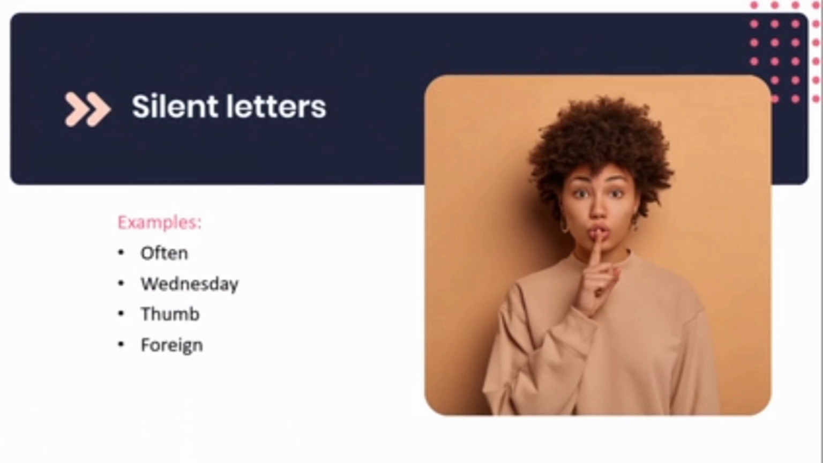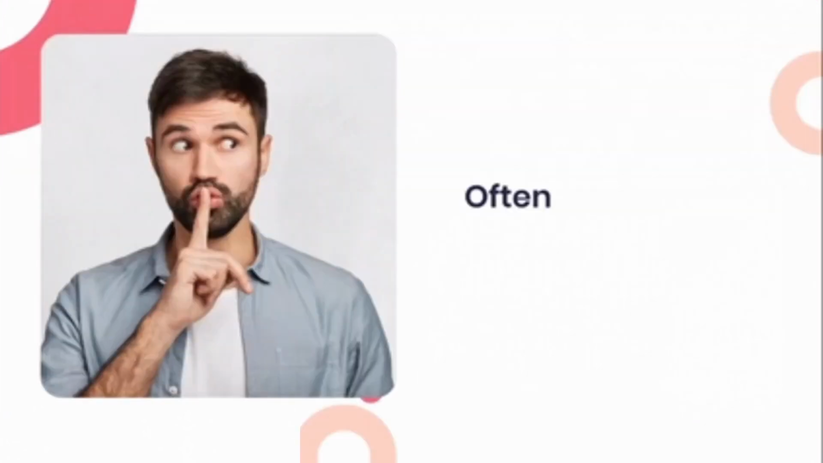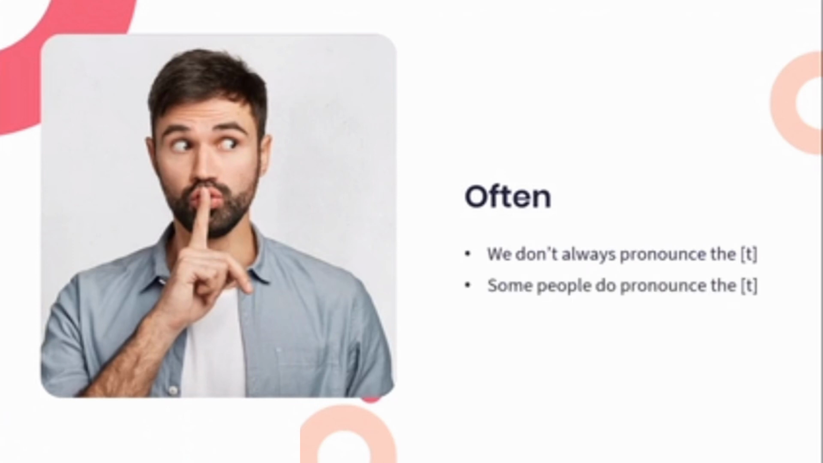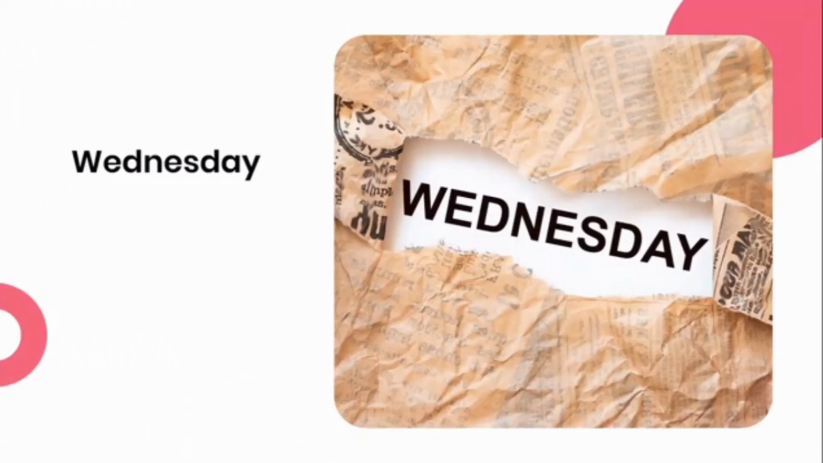Let's explore them one by one. Often. Now, usually we don't pronounce the letter T in often, but some people do pronounce the T. Oxford and Cambridge dictionaries accept either pronunciation, so you can go with whatever feels right. The next word is Wednesday.